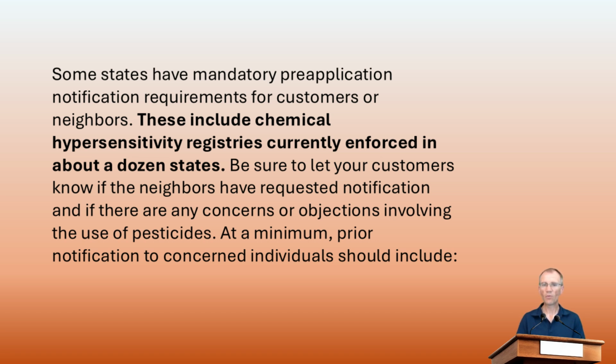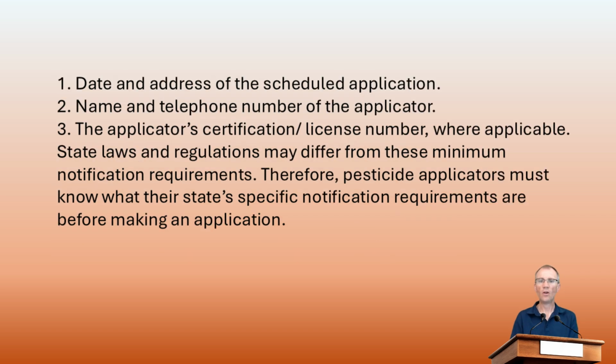At a minimum, prior notification to concerned individuals shall include: 1. Date and address of the scheduled application. 2. Name and telephone number of the applicator. 3. The applicator's certification, license number, where applicable. State laws and regulations may differ from these minimum notification requirements. Therefore, pesticide applicators must know what their state-specific notification requirements are before making an application.